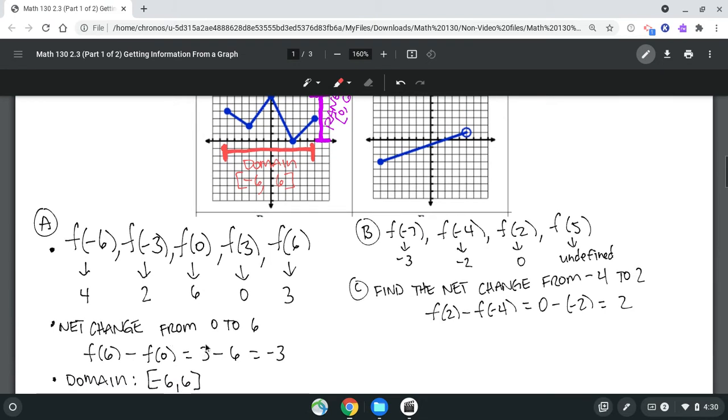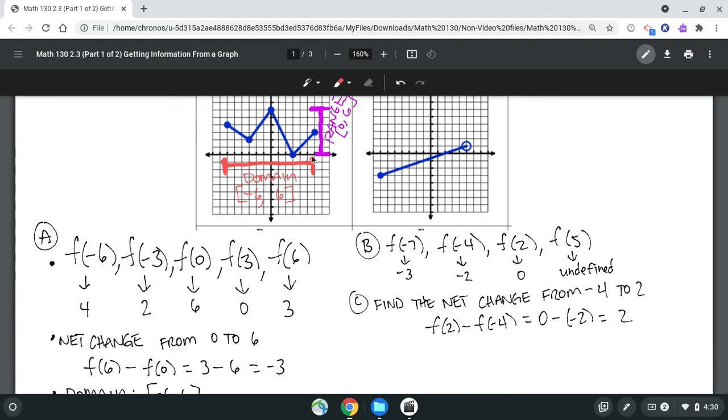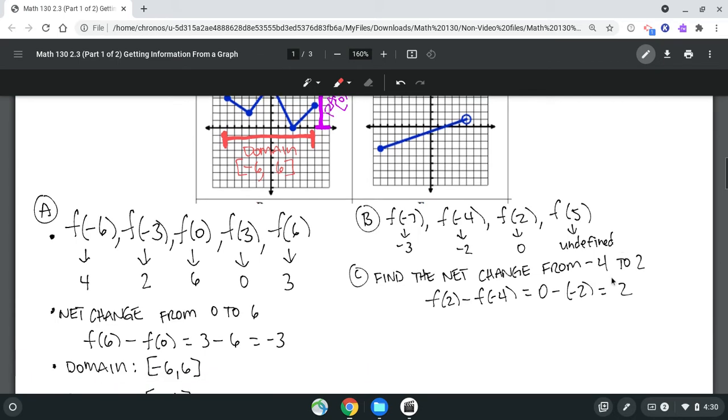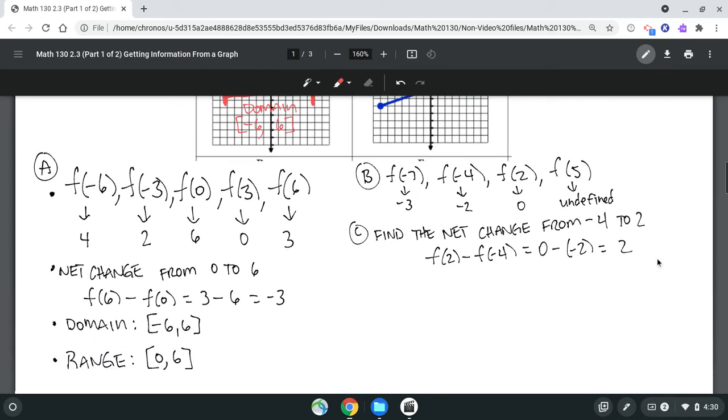And then over here, if you notice, from 0 to 6, here's 0 to 6. And so even though it does more than just go in one direction here, from 0 to 6, the end result is still a decrease from 0 to 6. Okay, so that's still a decrease, so that's why you have a negative number. And over here, from -4 to 2, that's an increase. Okay, so that's why it turns out to be positive.